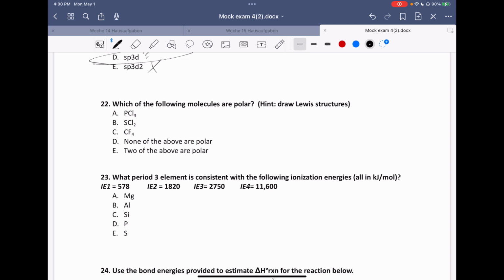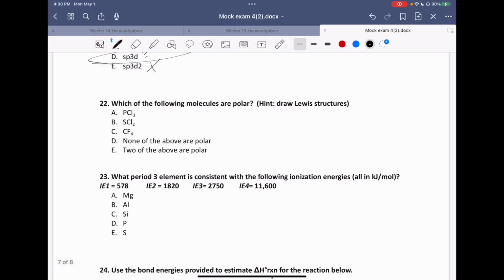Which of the following molecules are polar? Hint: draw Lewis structures. Okay, so we can start with PCl3. All right, and we should probably count valence electrons first. So we know that phosphorus has 5, each chlorine has 7, so that's going to be 21 plus 5 is equal to 26.